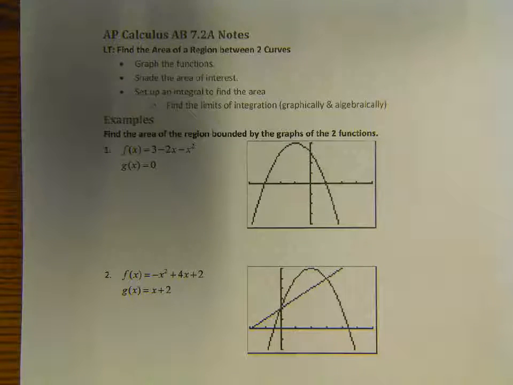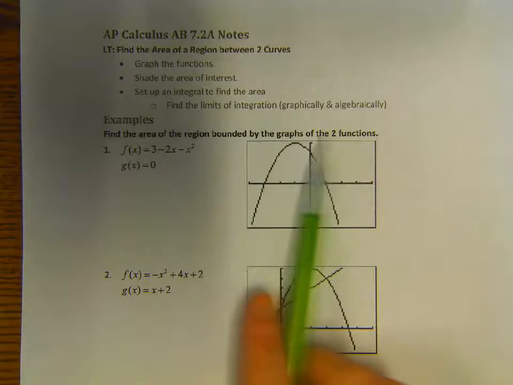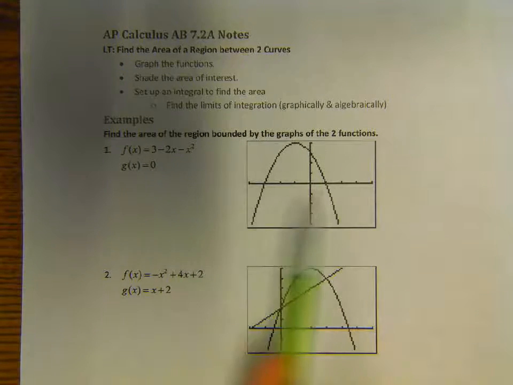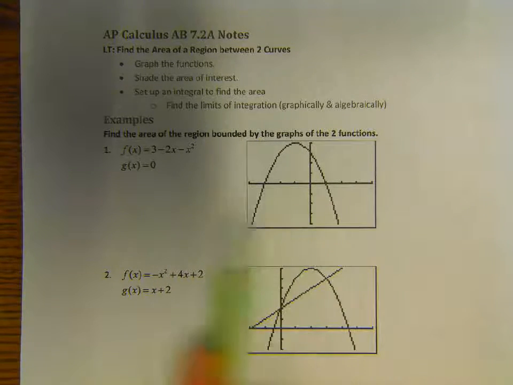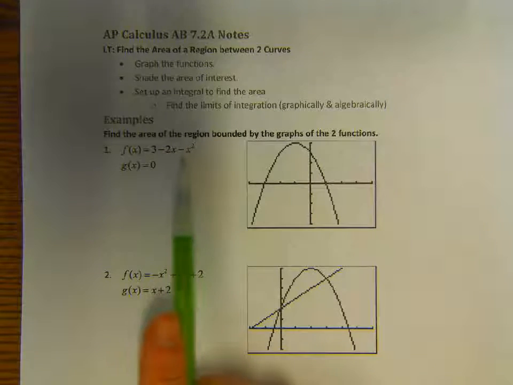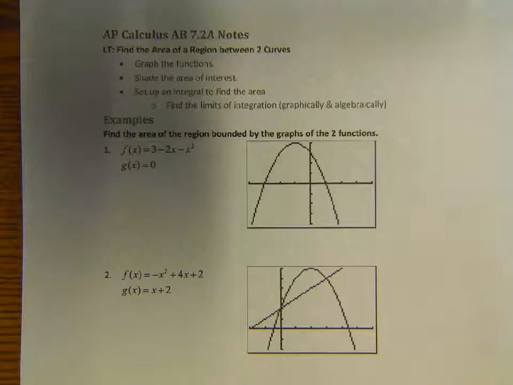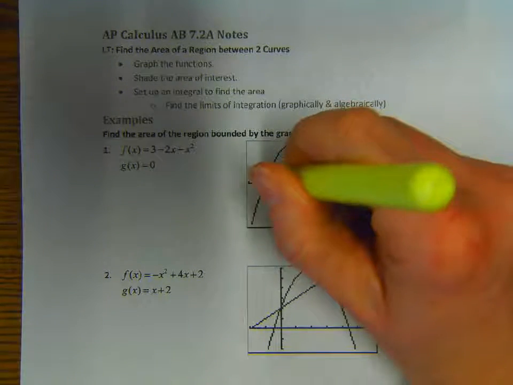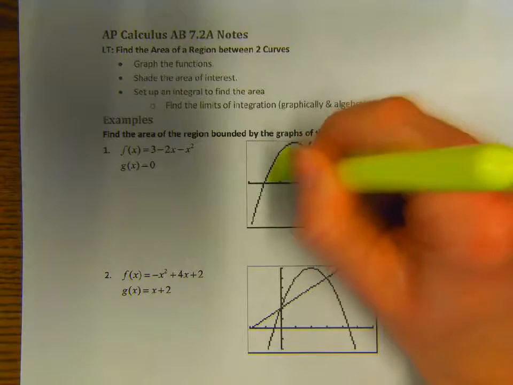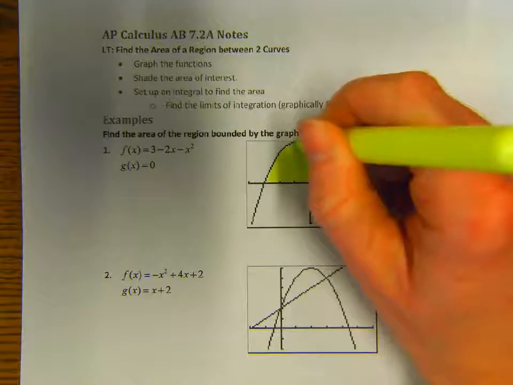So we're going to find the area of the region bounded by the graphs of g of x equals 0, that's just a horizontal line, and f of x equals 3 minus 2x minus x squared. So where would that region be? Those are its boundaries, this parabola and the x-axis. I'll shade it or highlight it.